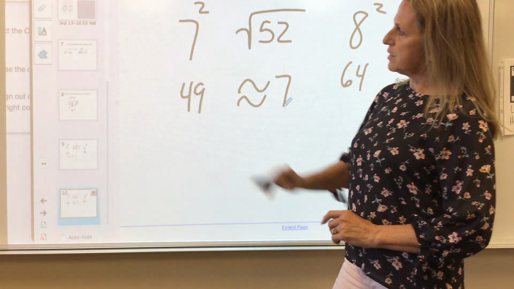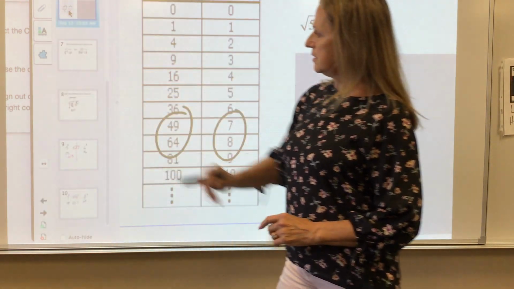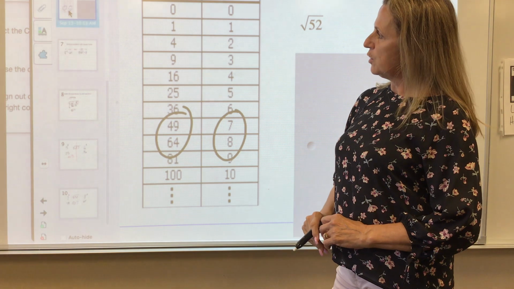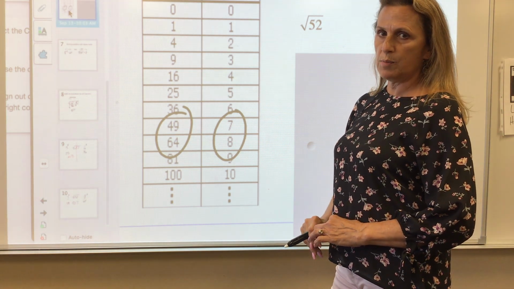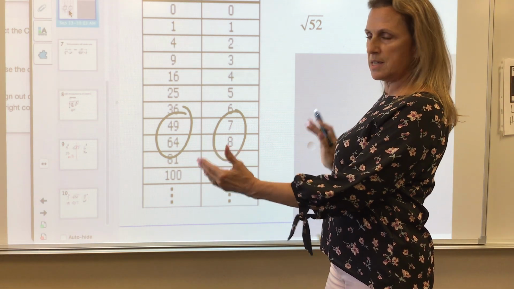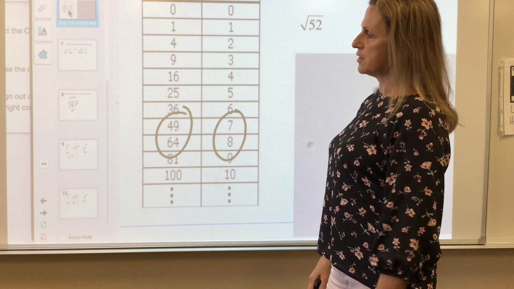Watch this a couple of times. Use this chart to estimate. And then we're always going to estimate to the nearest whole number. So decide which perfect square is on either side and pick the one that it's closest to.